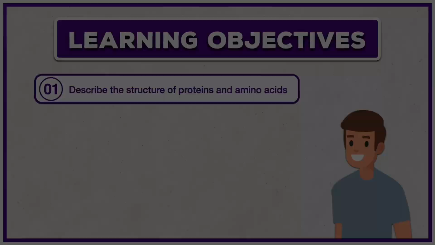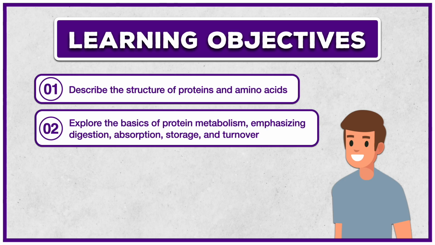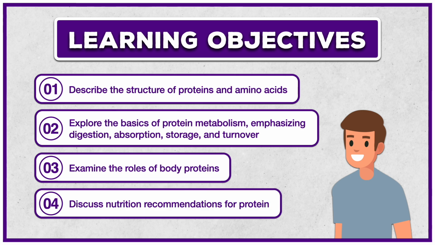The learning objectives for this lesson are to describe the structure of proteins and amino acids, explore the basics of protein metabolism, emphasizing digestion, absorption, storage, and turnover, examine the roles of body proteins, and discuss nutrition recommendations for protein.